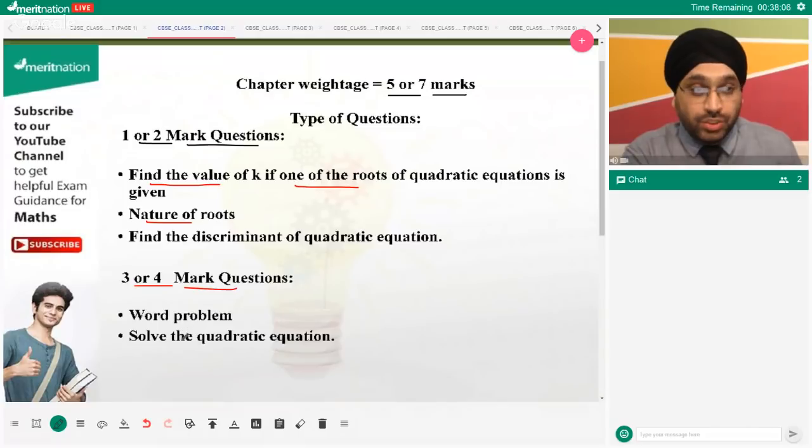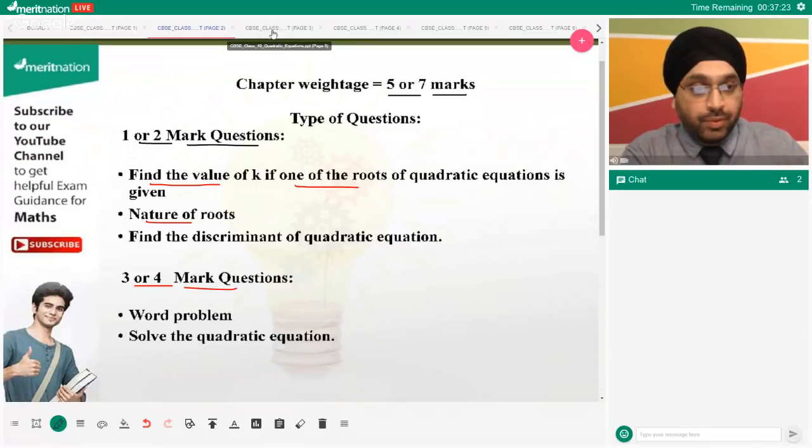Then a question can come where we just need to solve the quadratic equation. They will not mention any specific method. They'll just give you a quadratic equation and you need to find its roots. So this is the general chapter weightage and the type of questions that generally come in your exam. But this is not a fixed pattern. Sometimes a 1 or 2 mark question can be asked as a 3 or 4 mark question, or a 3 or 4 mark question can be simplified a little and asked as a 2 mark question. So you just need to be well prepared and thorough with the concepts. I hope the point is clear to everyone.